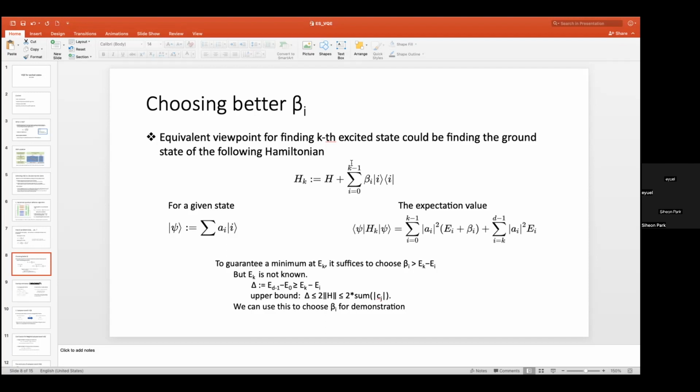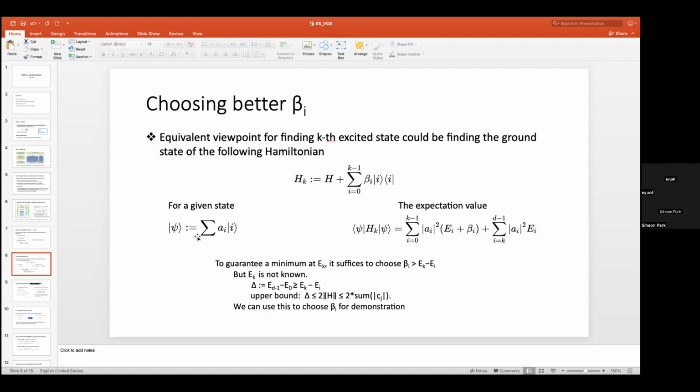But an equivalent viewpoint for this problem could be that we can deflate the Hamiltonian, or modify the Hamiltonian in this way, and then if we try to find the lowest or the ground state of this Hamiltonian, it corresponds to the k-th excited state of the original Hamiltonian. So these are equivalent viewpoints, because if you have a given state like this, and we try to minimize the expectation value of this Hamiltonian, the lowest eigenvalue of this Hamiltonian will be the k-th excited state of the original Hamiltonian.